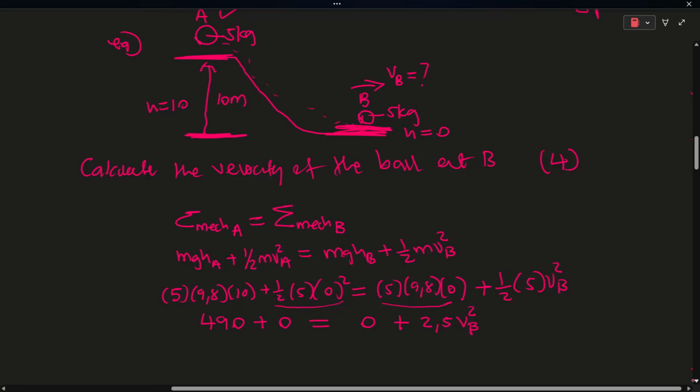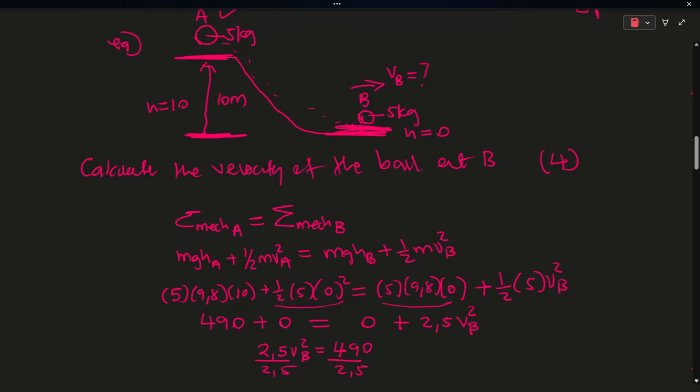All right. So now, what are we having, guys? We're having 2,5 V squared B. I'm just copying it like this. For 490, you divide both sides by 2,5. So 490 divided by 2,5, I see 196. So V_B squared is equal to 196.